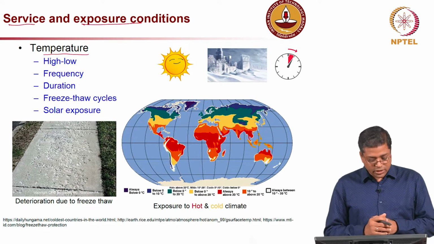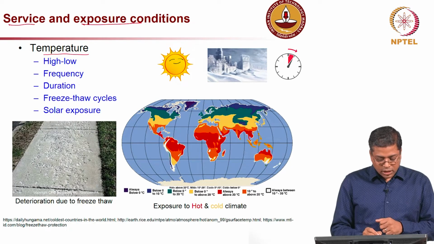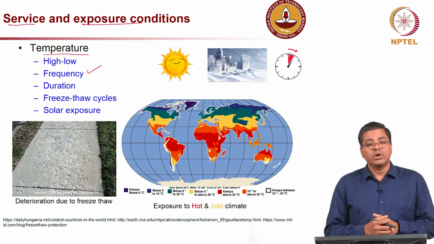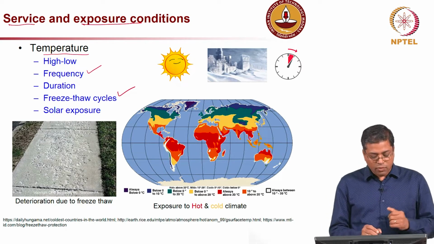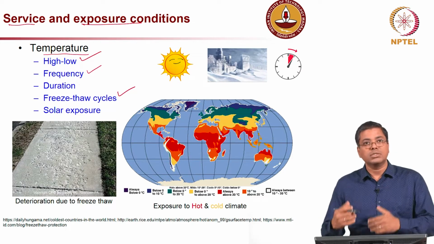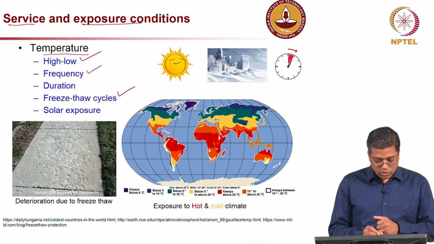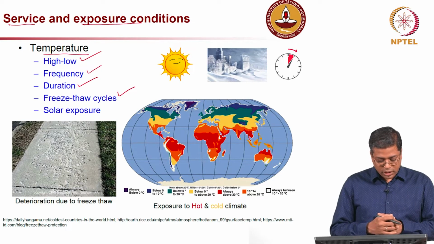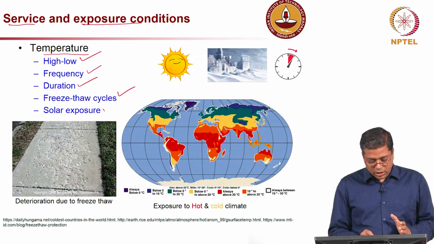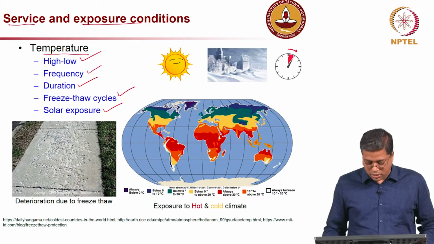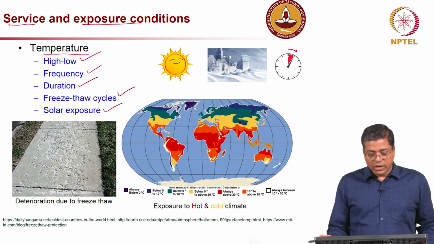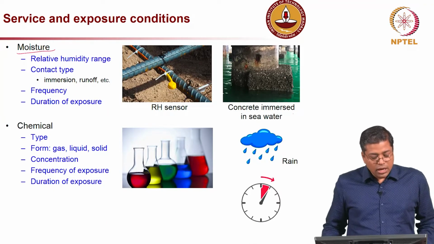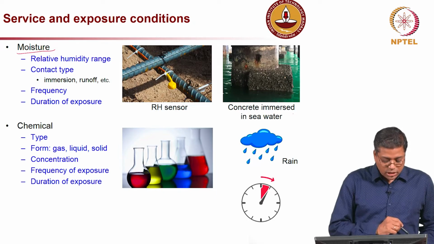So, summer or winter, and then the frequency: if you are talking about freeze thaw cycles, for example, how many freeze thaw cycles you will have, what the maximum and minimum temperatures are that the structure is exposed to, and the duration of that exposure, including solar exposure, basically a hot summer season. All these have to be thought through when we evaluate the exposure conditions a particular structure is experiencing. And we also have to look at moisture conditions.